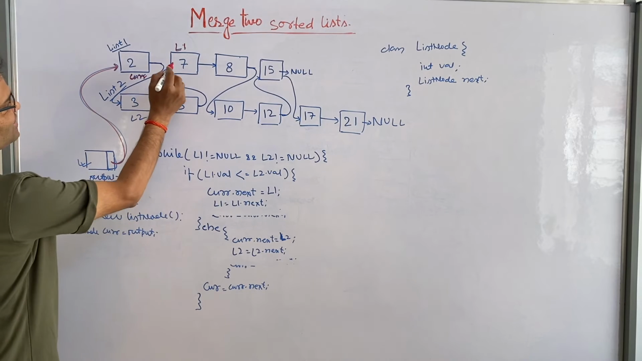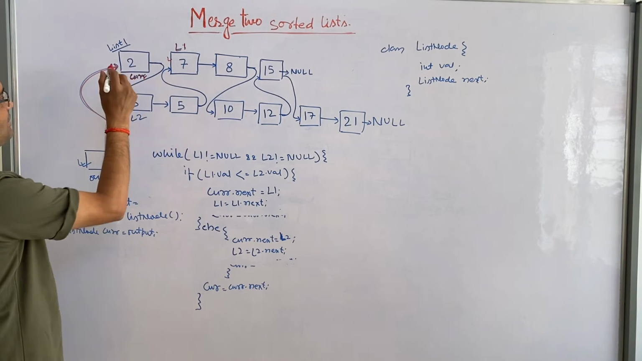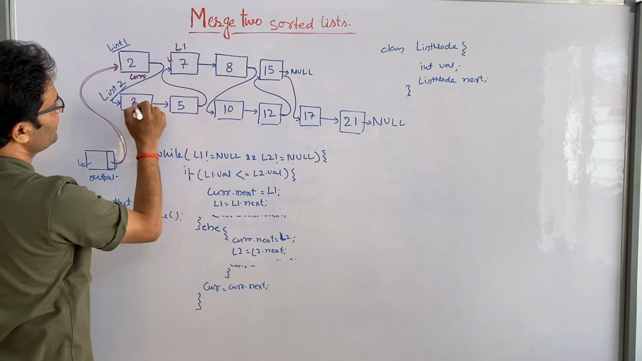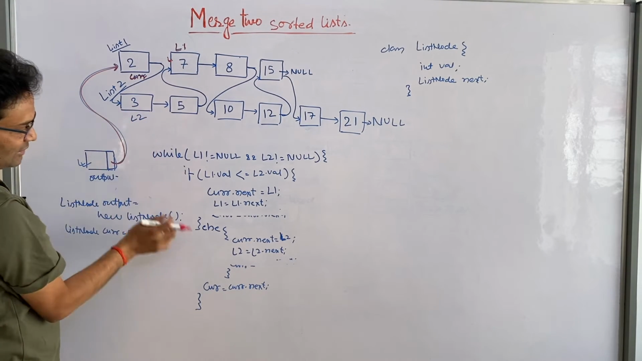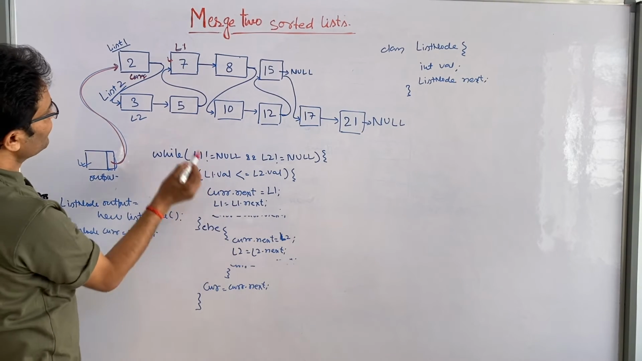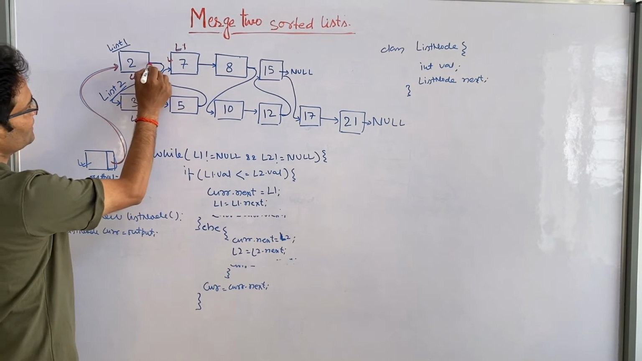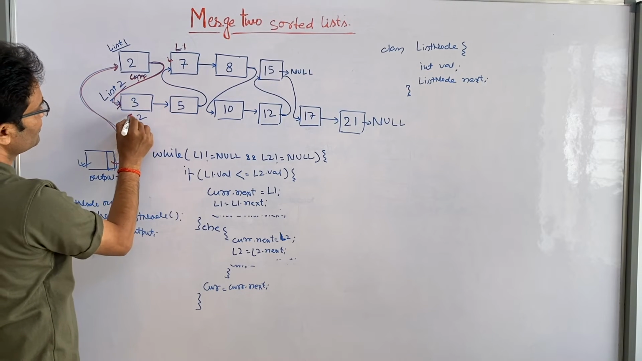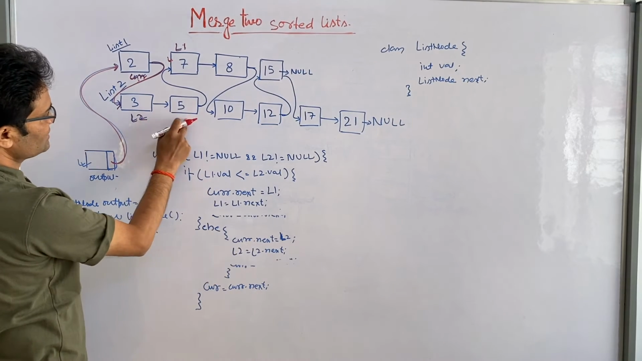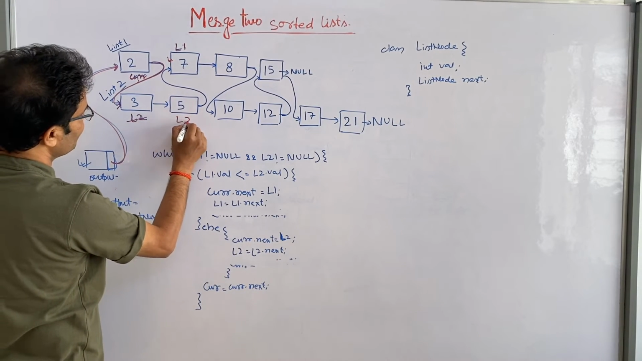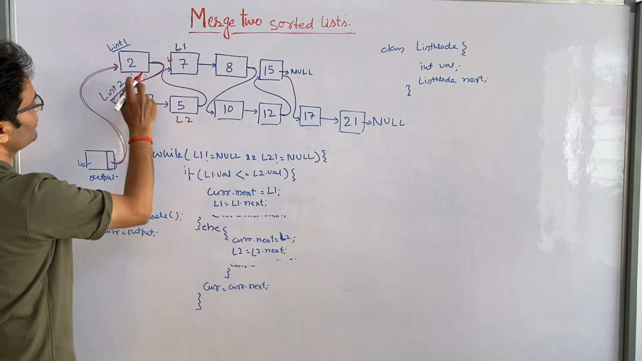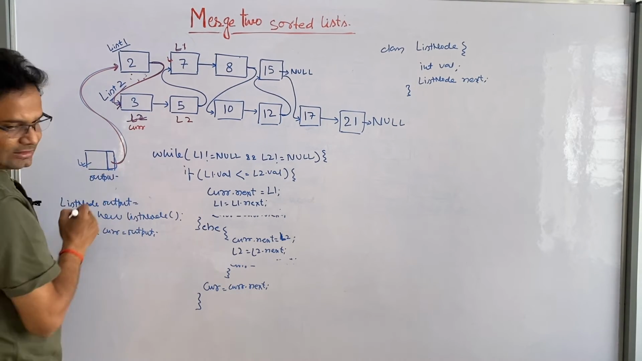Next time, first time he checked the 2 and 3 and took the 2, next time he will check the 7 and the 3. This time it should be the 3, so this part will work, right? So what happened, current next is connected to L2, then L2 becomes L2 next. So now this is the L2, and then current is equal to current next. So this time, this will become the current.